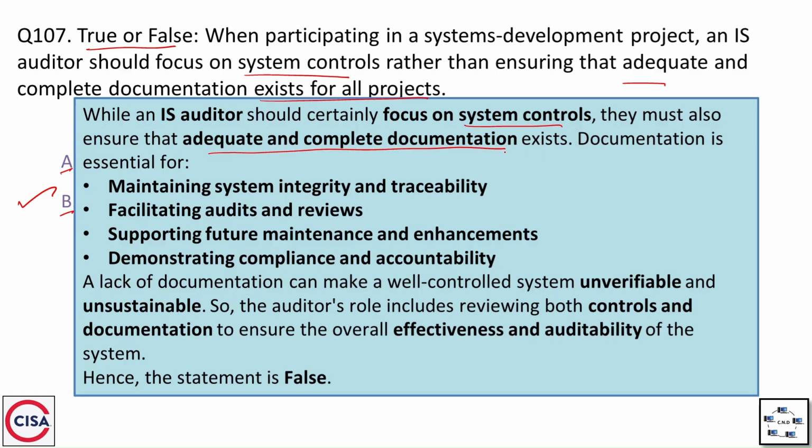Documentation is essential for maintaining system integrity and traceability, facilitating audits and reviews, supporting future maintenance and enhancements, and demonstrating compliance and accountability. So, a lack of documentation can make a well controlled system unverifiable and unsustainable. So, the auditor's role includes reviewing both control and documentation to ensure the overall effectiveness and auditability of the system. Hence, the statement is false.